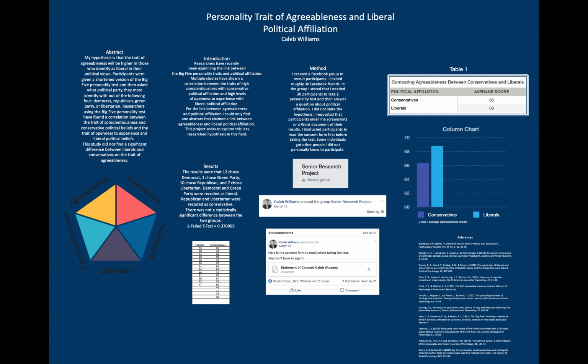So, as you can see, this is my presentation. As I've laid out in my abstract, here's a visual representation of the Big Five personality test.